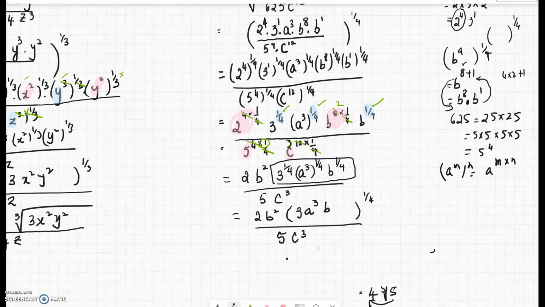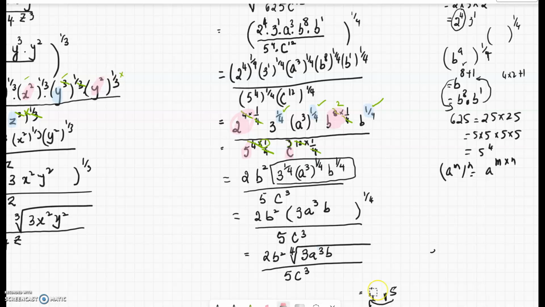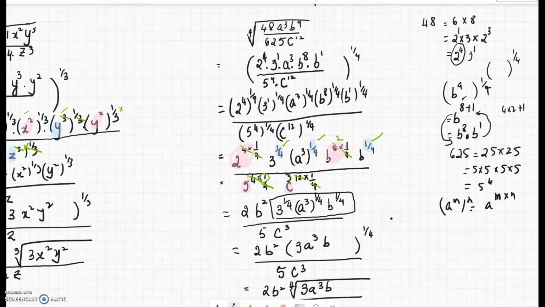One last step is 2b squared times the 4th root of 3a cubed b over 5c cubed. And that's the final answer. And the reason why we wrote it as a 4th root is because the question gave us a 4th root of a number.